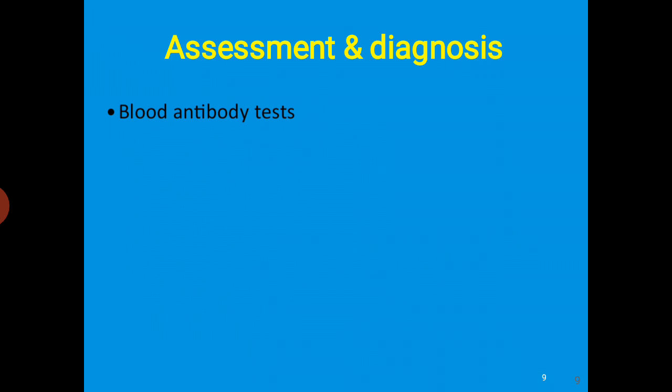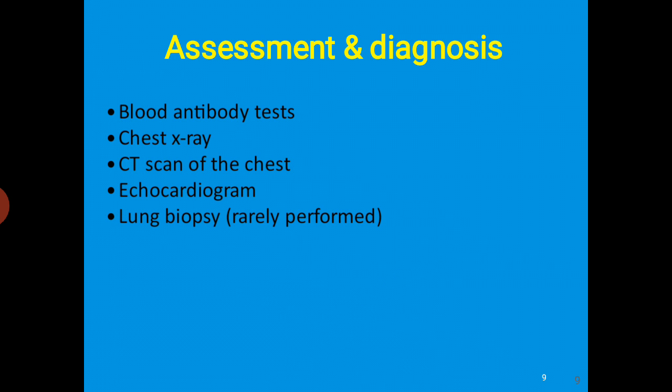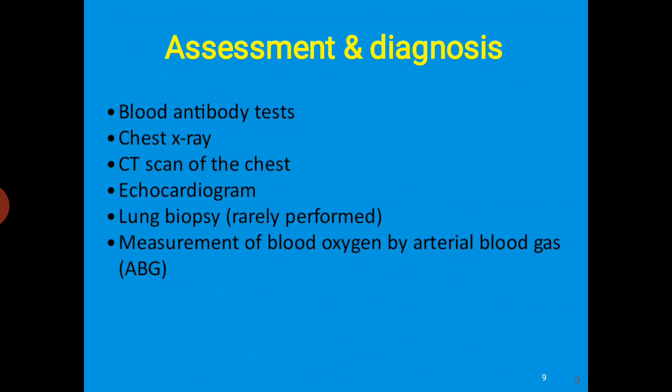Then next is the blood antibody test, chest X-ray, CT scan of the chest, echocardiogram. These imaging tests will be done for assessing the condition of the heart. The right-sided hypertrophy will be seen on these, and then lung biopsy may be done, but this is rarely done, only if there is some major problem. Then measurement of blood oxygen by arterial blood gas, that is ABG analysis, will be done.